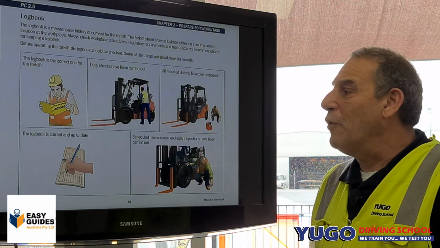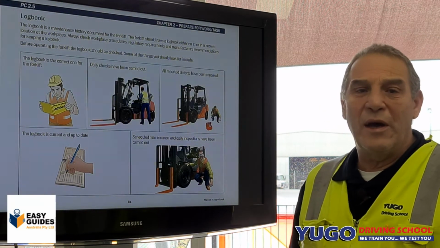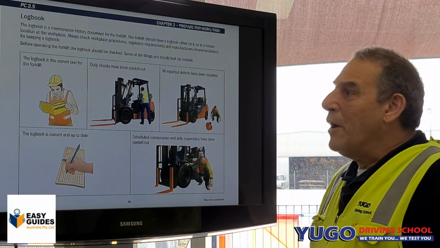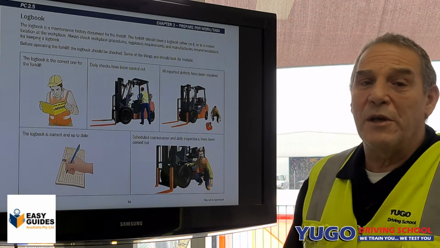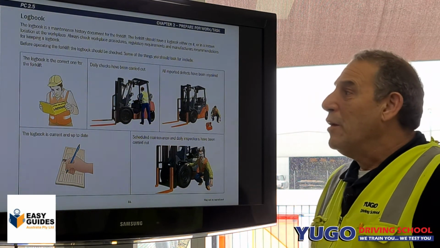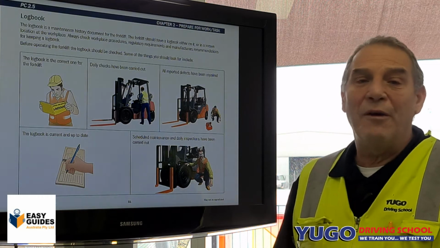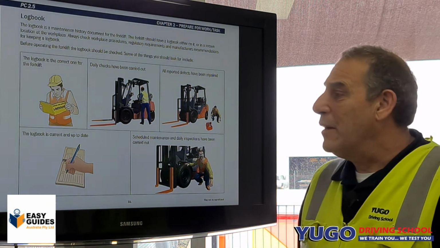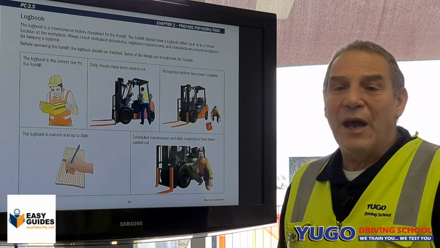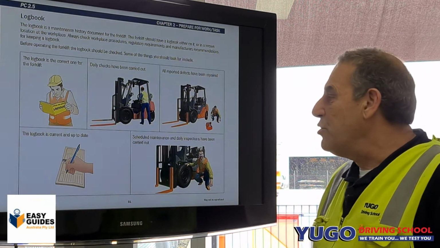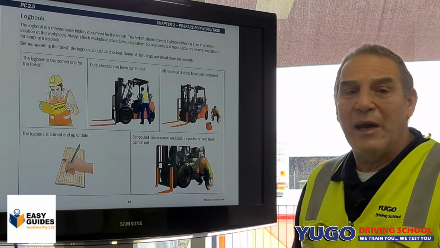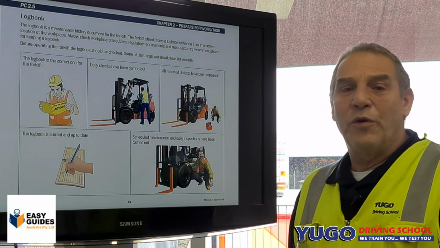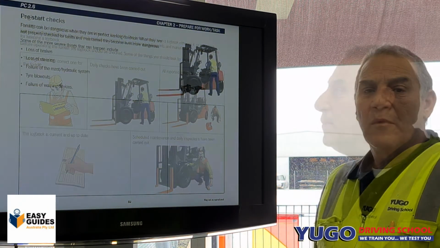Logbook. Every forklift must have a logbook attached to it to do your daily inspections. You want to make sure the logbook's the correct one for that particular forklift you're using. Your daily inspections have been carried out on the logbook. All reported defects have been repaired. The logbook is current and up to date. Scheduled maintenance and daily inspections have been carried out. You want your forklift to keep running safely.